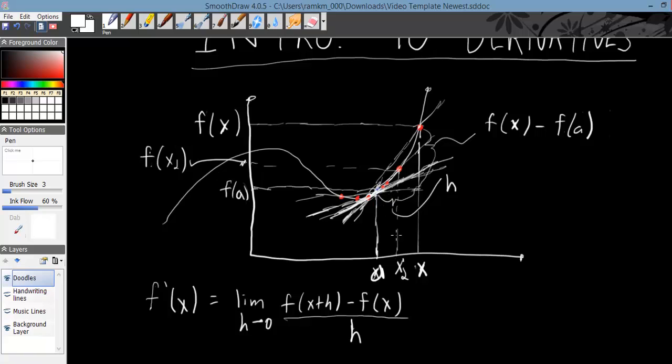So the limit as h approaches 0 will really become a limit as x approaches this point a, and the difference h will become x minus a, and this vertical distance, which was originally f of x plus h minus f of x, will become f of x minus f of a. So we'll have the limit as x approaches a of f of x minus f of a over x minus a. And this is basically the limit definition of a derivative at a particular point x equal to a. And remember here that x can approach a from either the left or the right.